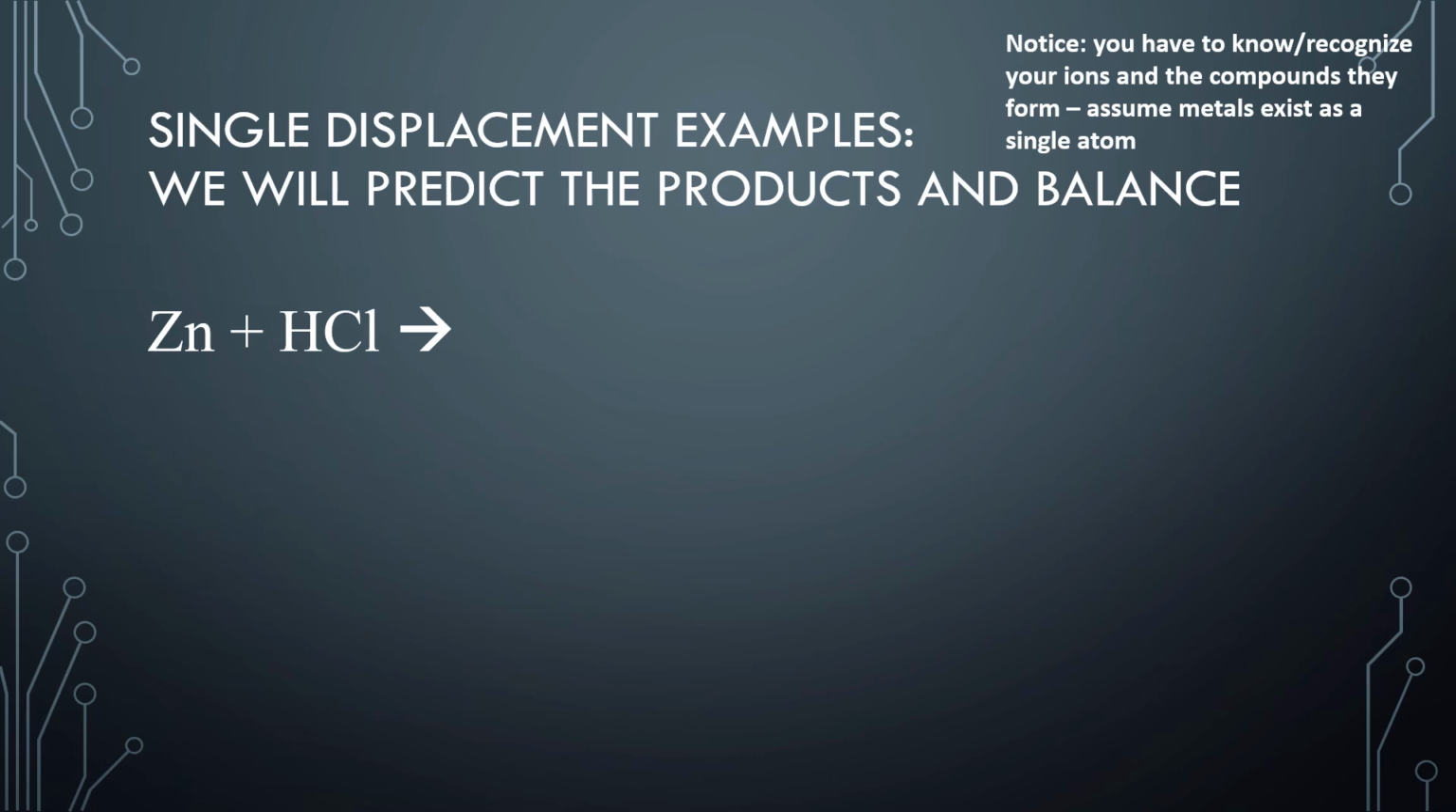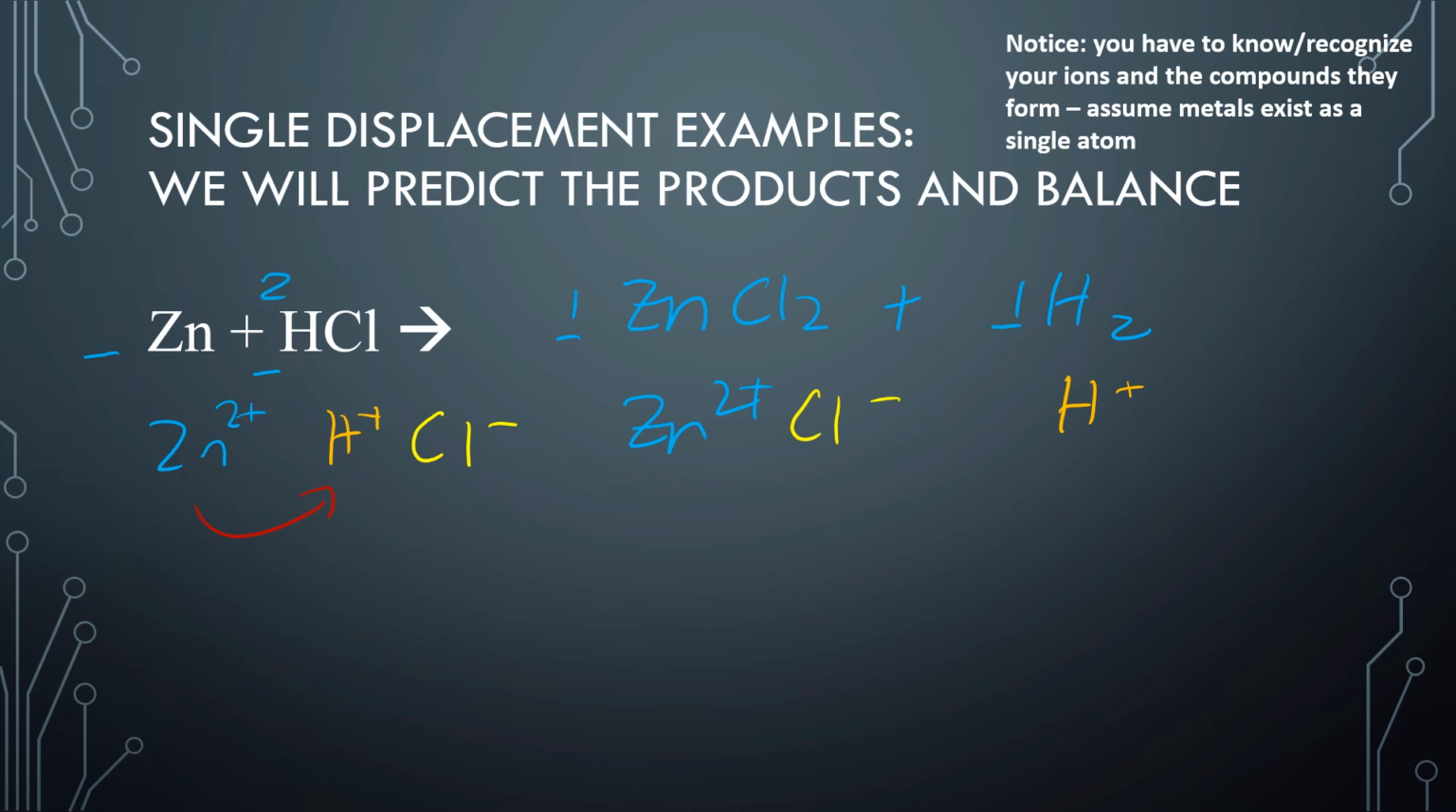One more single displacement. So again, zinc is 2 plus. H is 1 plus. Cl is 1 minus. So the zinc will kick off the H. So I end up with Zn 2 plus, Cl 1 minus, and then H over here. So I end up with zinc ZnCl2 plus H2. 2, 1, 1, 1.